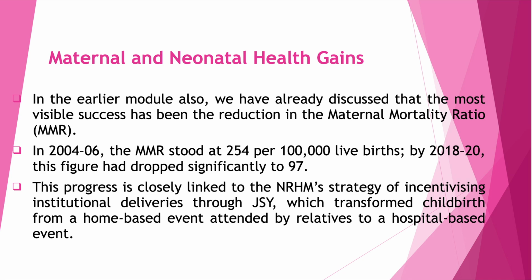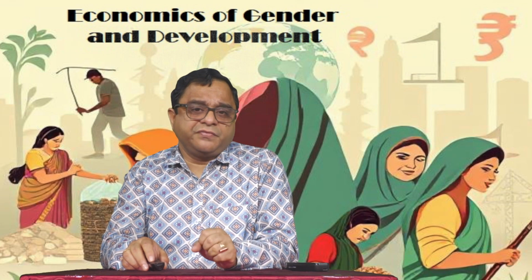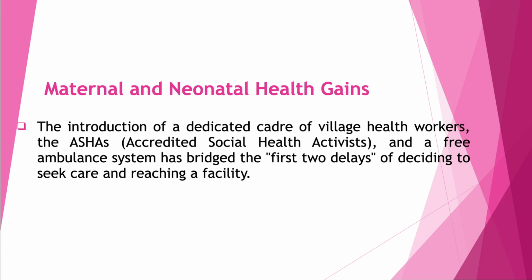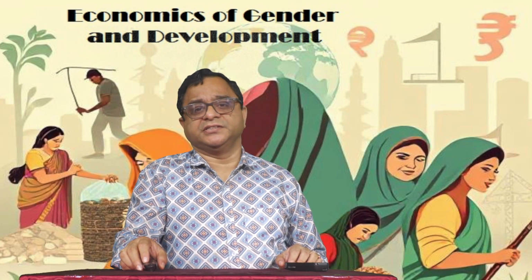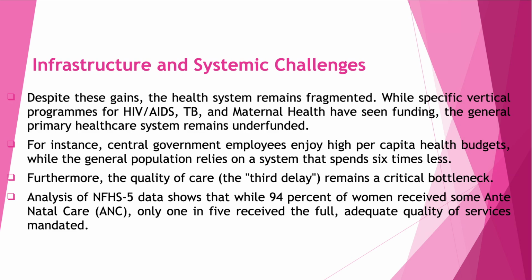This progress is closely linked to the NRHM strategy of incentivizing institutional deliveries through JSY, Janani Suraksha Yojana, which transformed childbirth from a home-based event attended by relatives to a hospital-based event. The introduction of a dedicated cadre of village health workers, the ASHAs, accredited social health activists, and a free ambulance system has bridged the first two delays of deciding to seek care and reaching a facility. Now let us look at the infrastructure and systemic challenges. Despite these gains, as we have already talked about, the health system remains fragmented.